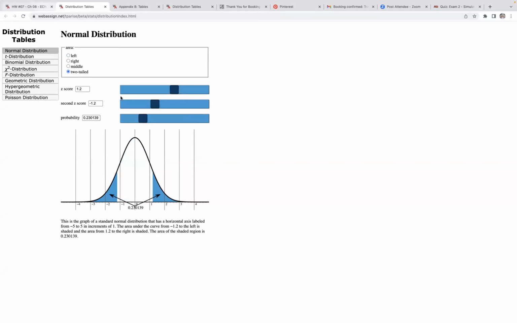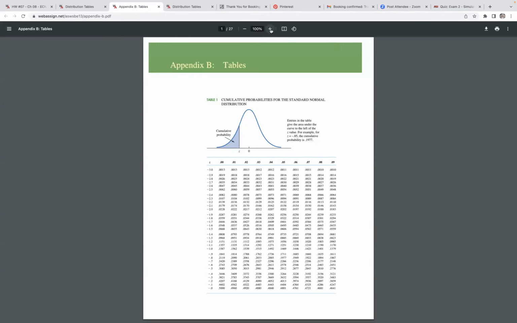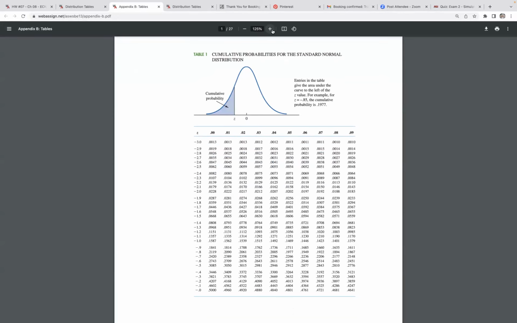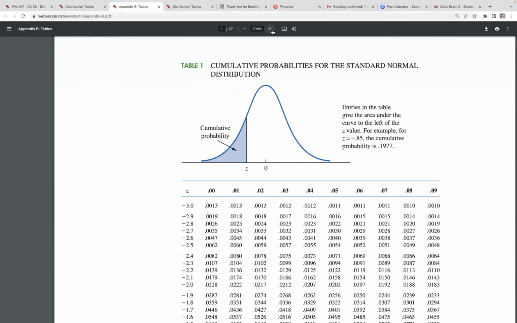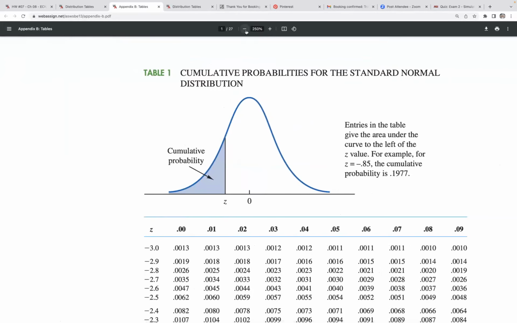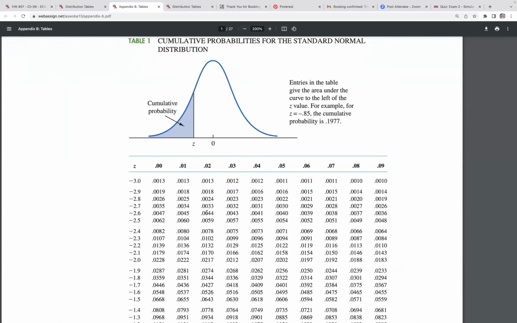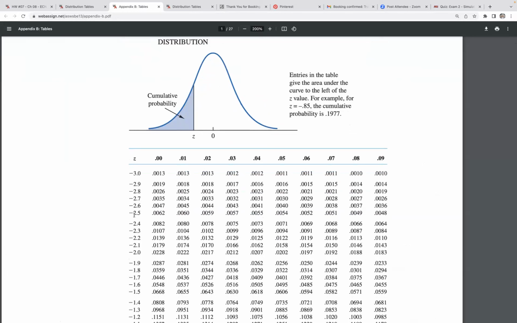Go back to your tables there in that other tab, Appendix B. Could you magnify this a couple more times for me? Okay. So let's say you did a calculation and you got a Z of minus 2.54. That means you're in that minus 2.5 row, and you go over to the 0.04 column, 0.0055. That's the area in the left tail, left tail because it's negative.